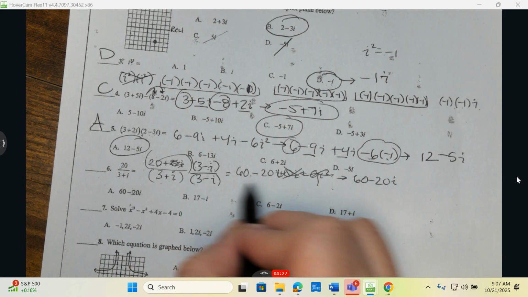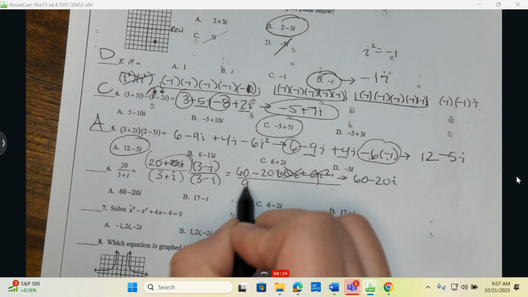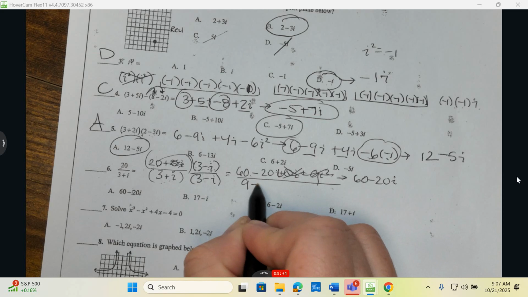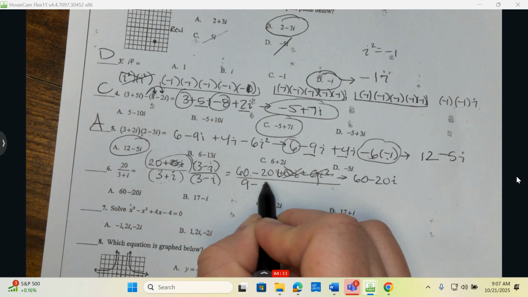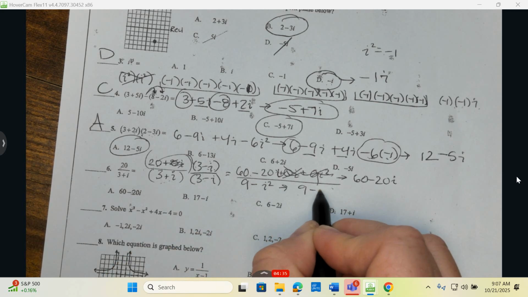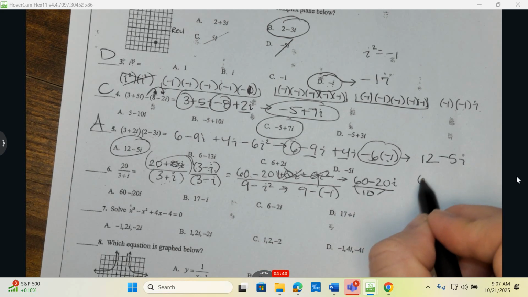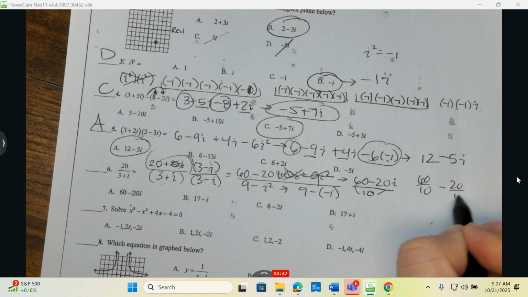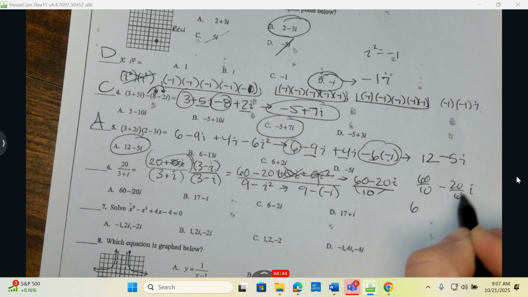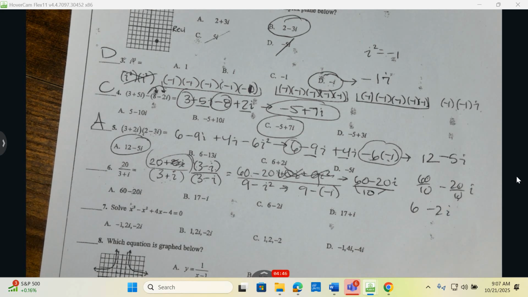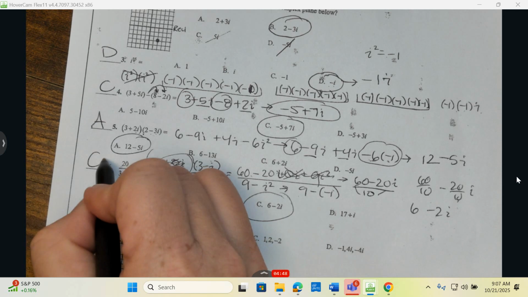When you multiply conjugates, you only have to do the front and the back. Positive 1 times negative 1 is negative, and i times i is i squared. We know that i squared is equivalent to negative 1, and we end up with 10. This 10 needs to be shared with both sides, so we have 60 over 10 minus 20 over 10. 60 over 10 is 6, 20 over 10 is 2, and we're finding that option in option C.